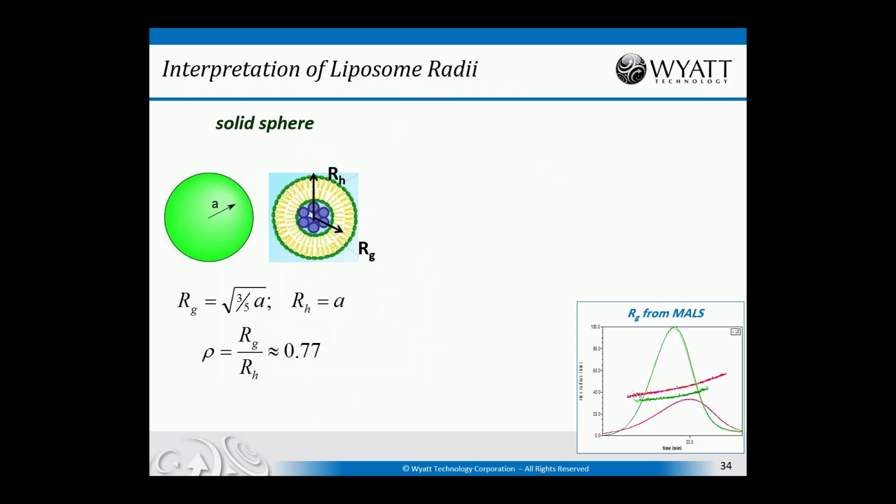RH, as I mentioned, is the envelope. RG, the root mean square radius, is actually weighted by the mass of the particle. And so if we have a uniform sphere, theoretically, the RG would be the square root of 3/5 of the radius of the envelope of the sphere. And so the ratio of RG to RH, or rho, would be 0.77.